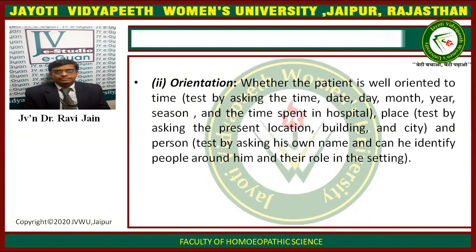Next, we will do the orientation. In the orientation, we will check whether the patient is well oriented in time. Test by asking the time, date, day, month, year, season, and time spent in the hospital. So to check for the orientation, we have to inquire from the patient about the day, time, and how long he has been in the hospital. Place, by asking the patient's location, building, and the city. And person, by asking the patient his own name, whether he can identify the people around him, and their role in the setting.